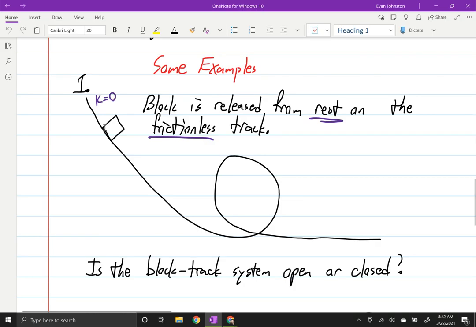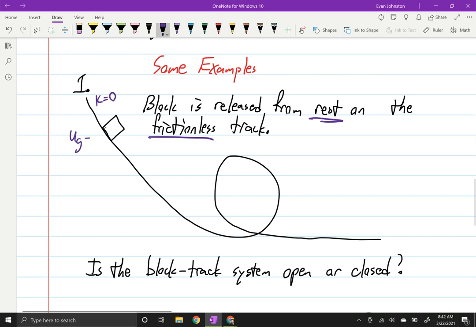Okay, so I said that there's no potential energy, and you're probably like, what the heck, Johnston? You lied to us. I know it's up some height, right? It's up this height, h. What the heck, man? Well, it says the block track system. It doesn't say the block track earth system. Between this block and the earth, yes, there is potential energy.